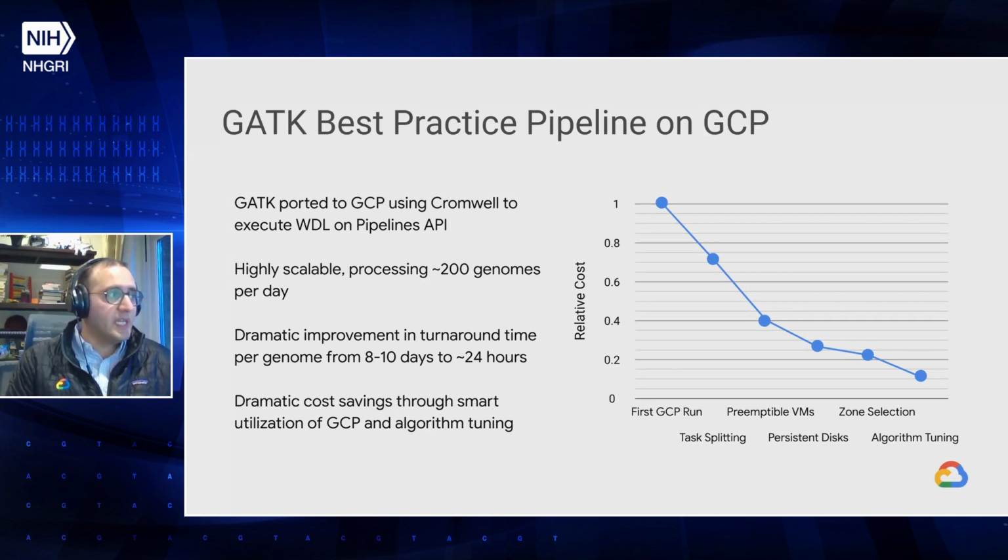So they started looking at how they can do task splitting. How can they split the pipeline into multiple stages and use the right virtual machine, the right spec hardware for each part of the tasks. Then they started making use of the preemptive machine. Then they started using persistent disks. So instead of copying data from one machine to the other, they can simply detach a disk and then reattach it. And finally, we have worked with them to do further algorithm tuning.